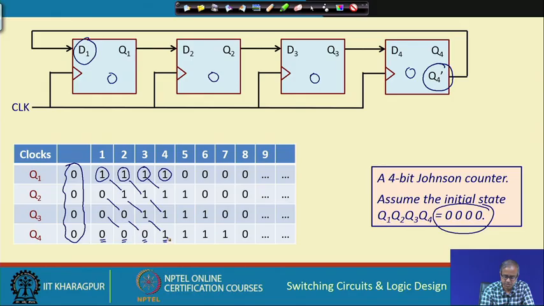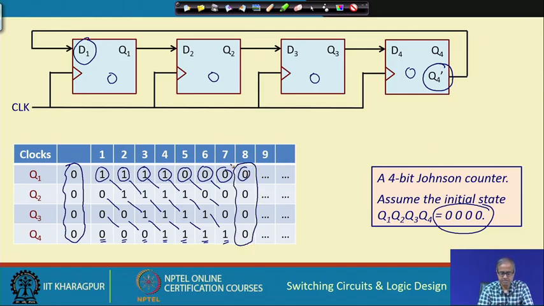Now, the last bit is 1, so now 0 will be fed, shifting. Again 1, again 0 is fed, again 1, again 0 is fed, again 1, again 0 is fed, and you finally land up again in the all 0 state. So, you see there are 8 unique patterns which are followed, from state 0 up to 7 before it repeats again.